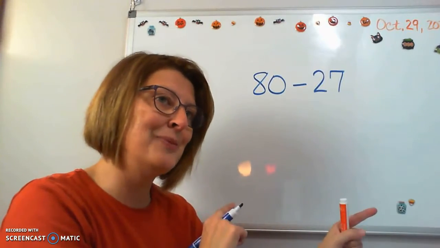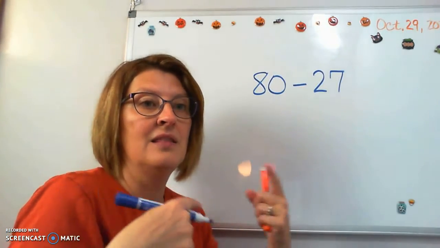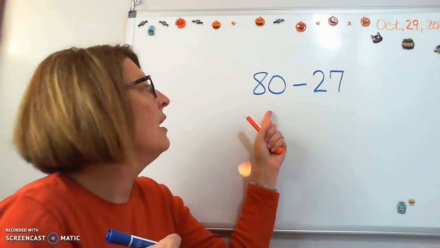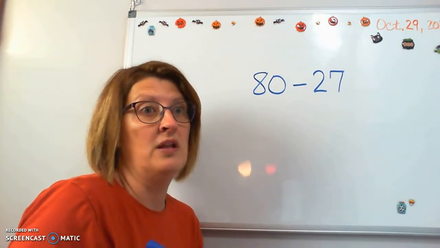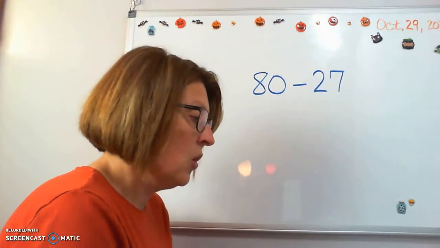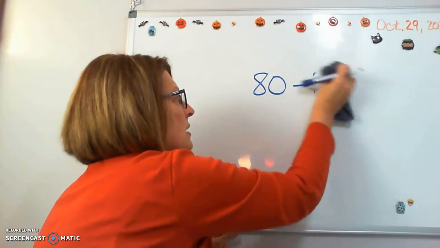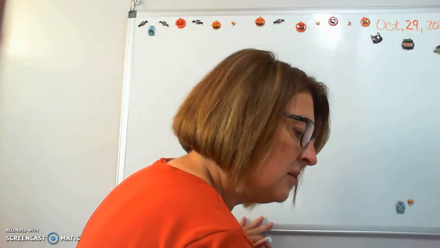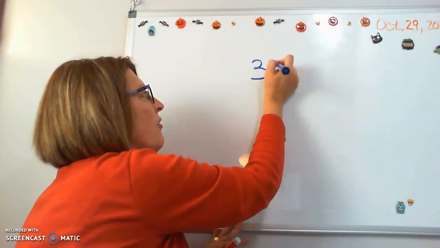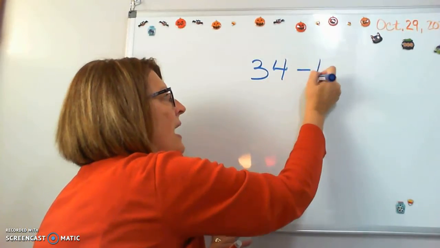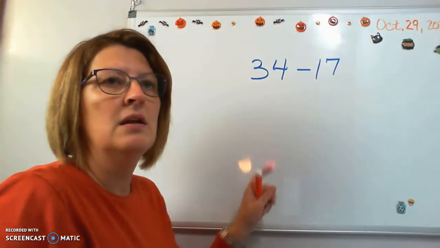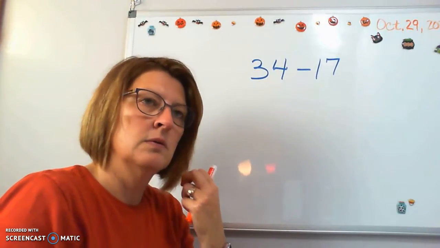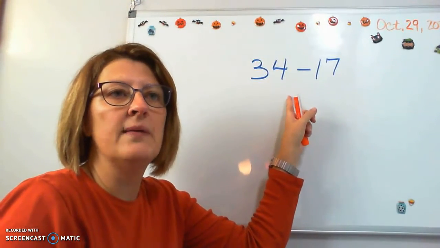Now they're going to turn the tables on us. And I think this gets a little trickier. All right. Because now we have to write the problem. So the next one is we are writing the problem for 34 subtract 17. So I want you guys to write in word form a problem out that would represent this equation.